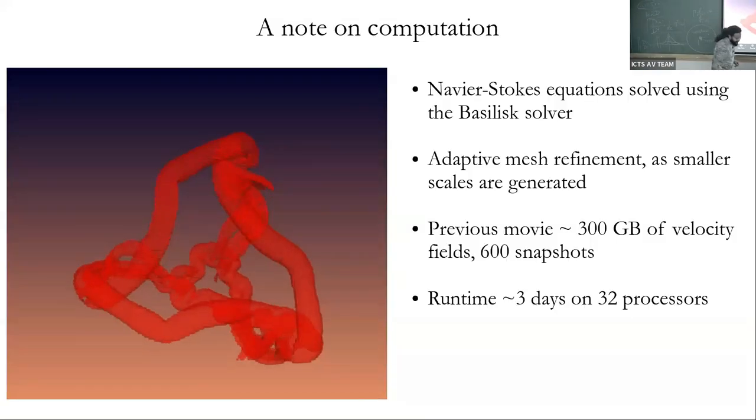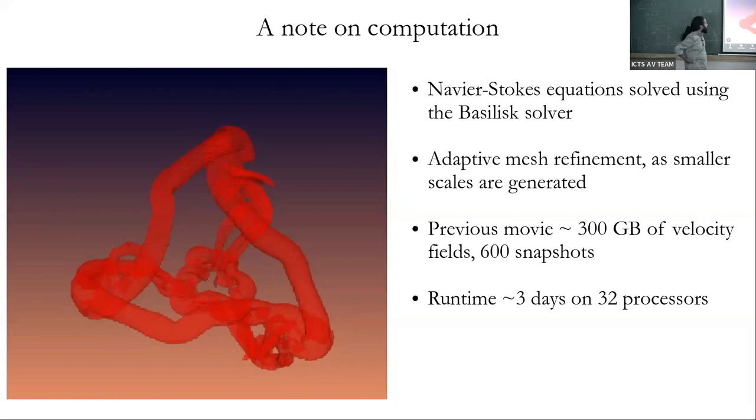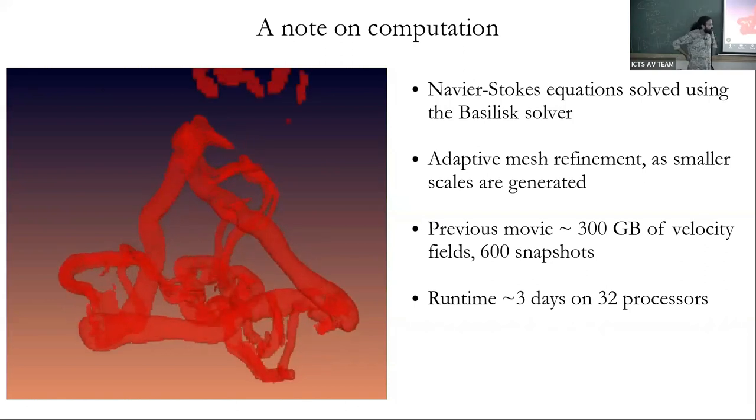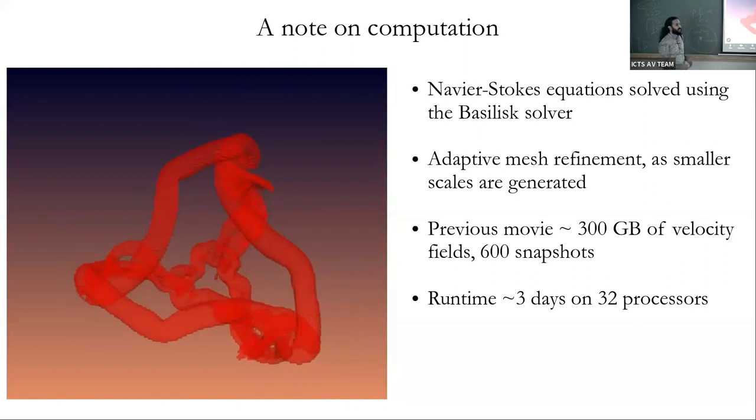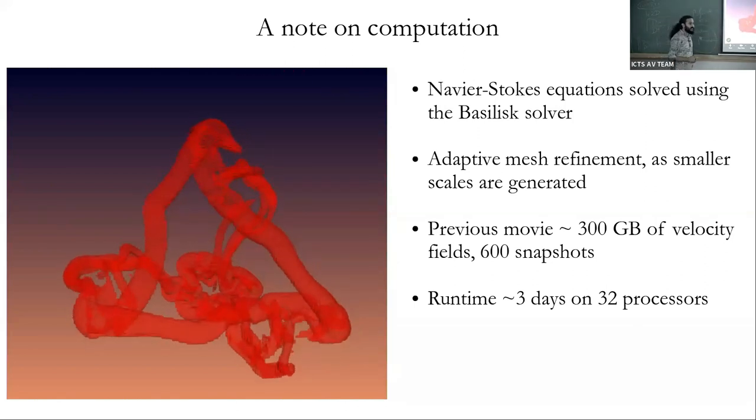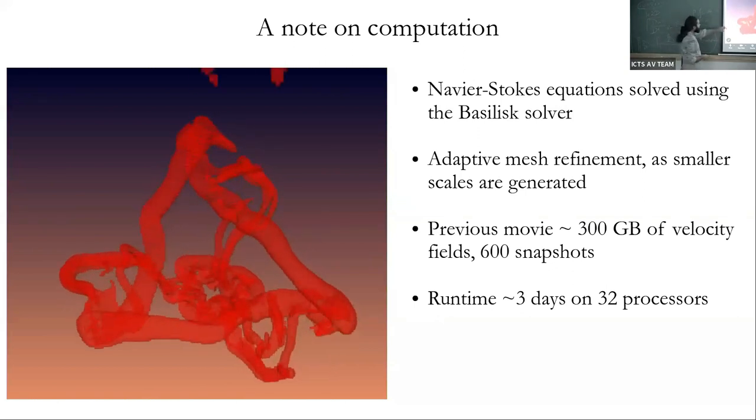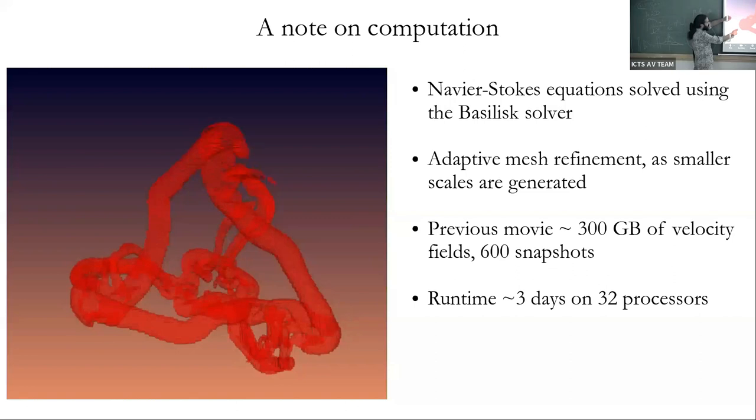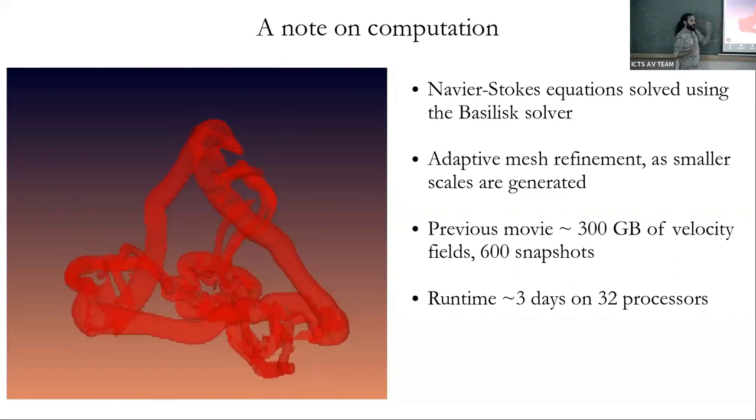So before moving on to the last movie, which is very nice, but not ours, a note on computation. How do you do simulations for something like this? So first of all, of course, you have to solve your Navier-Stokes equations. The general idea would be you discretize space and march in time, and then you have a solution. But that's generally not good enough here, because we are generating so many small scales. So if I want to resolve the smallest scale, I need a very large grid to begin with.